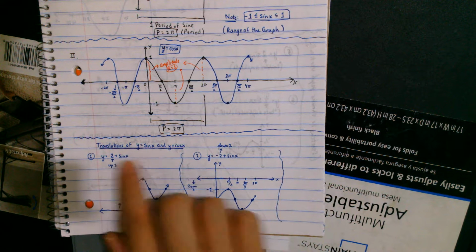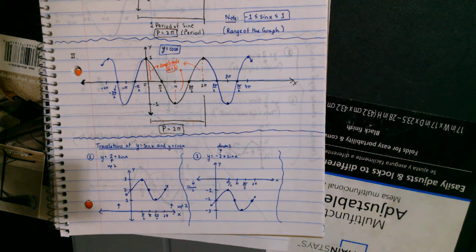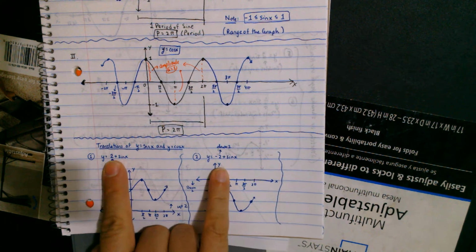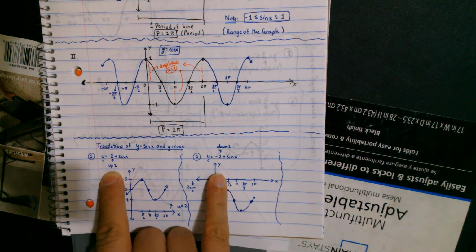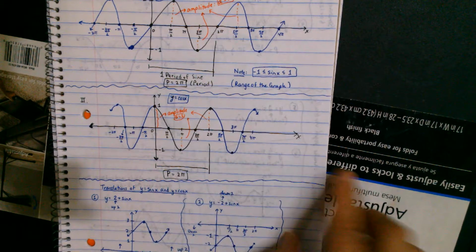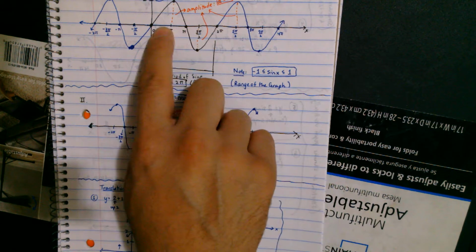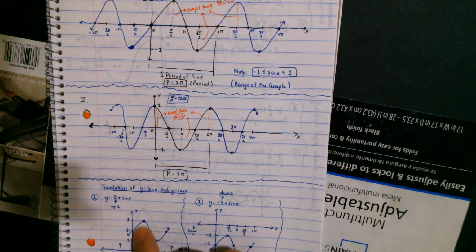So if you do translations, translations are shifts. They're movements. In this case, the value here: positive 2 means go up. Negative 2 when you add it to a trig function means down. So ultimately, take this guy and go up 2. So instead of starting at 0 for the x, I'm going to start at 2.